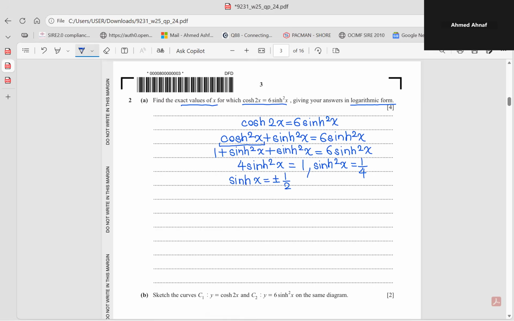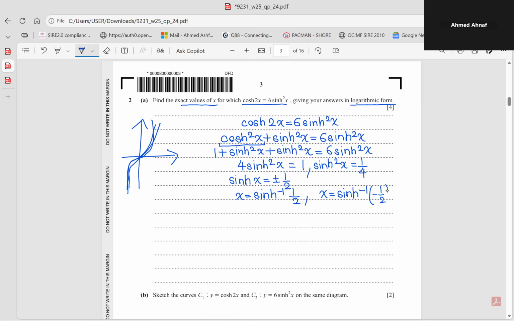1 half. And the reason why we accept both negative and positive is because the graph of sinh x is something like this. Okay, so you can see the range of sinh x can be both positive and negative. So this is going to be our answer for sinh x. Now we would have to find x. So x is obviously sinh inverse half or sinh inverse negative half.